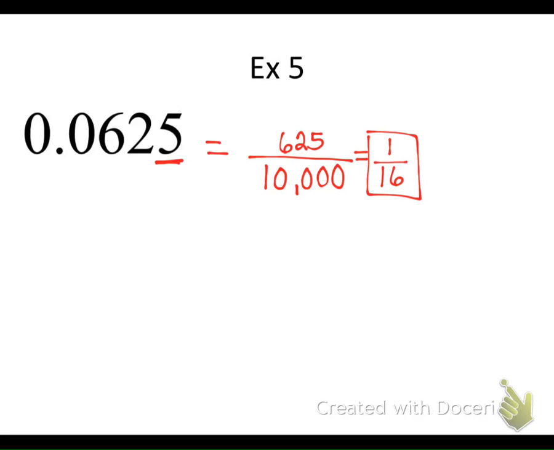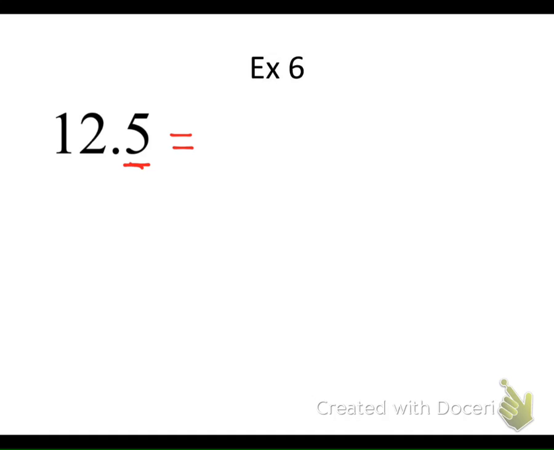That's right. All right, example number 6. Last one. So before you even solve this, are you going to end up with an improper fraction or a proper fraction? Improper fraction. How do you know that? Because it's got a whole number 12 in front of the decimal. So we're still going to start by solving the same way. We're going to underline the last digit of our decimal. What place value is that last digit in? 10. So what's my denominator? 10.